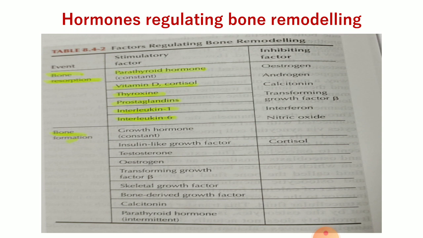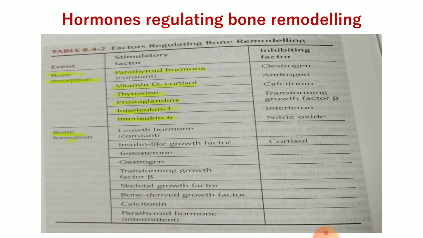So after menopause, when estrogen level falls, women often suffer from excessive osteoclastic bone resorption, which is basically mediated by the absence of osteoprotegerin, OPG. So there is every chance of osteoporosis after menopause. Now bone formation is favored by growth hormone, insulin-like growth factor, testosterone, estrogen, transforming growth factor beta, skeletal growth factor, bone-derived growth factor, calcitonin, parathyroid hormone, and bone formation is grossly inhibited by cortisol.